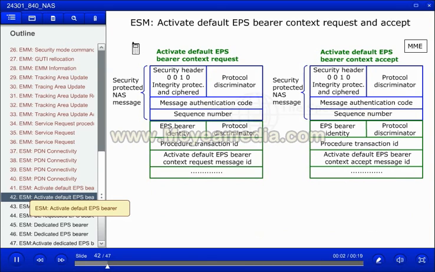Here, the activate default EPS bearer context request and activate default EPS bearer context accept messages are illustrated when they are sent as standalone messages.